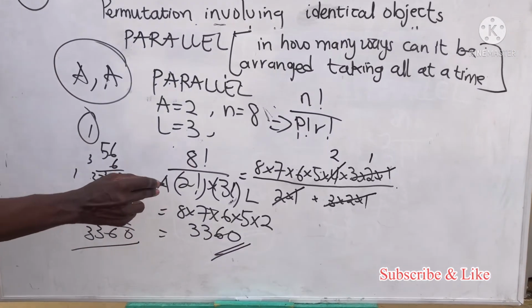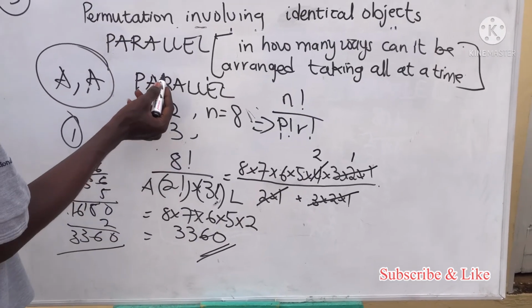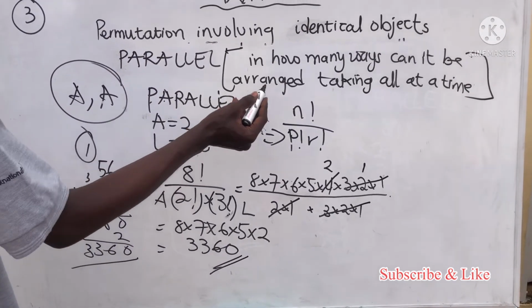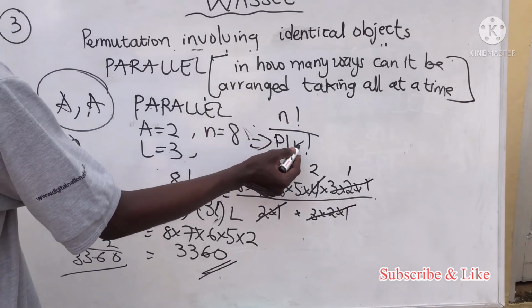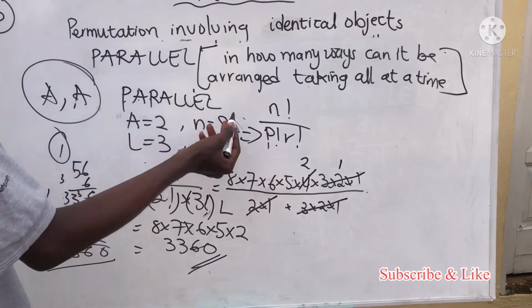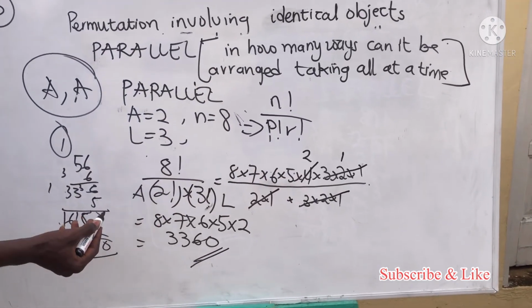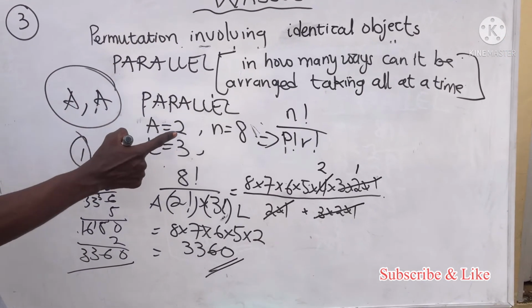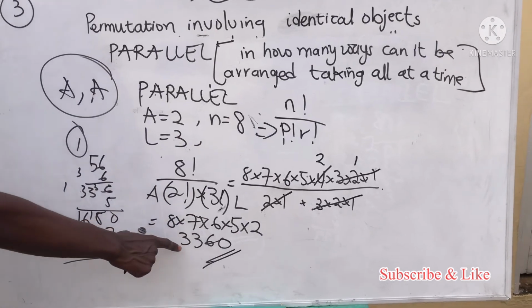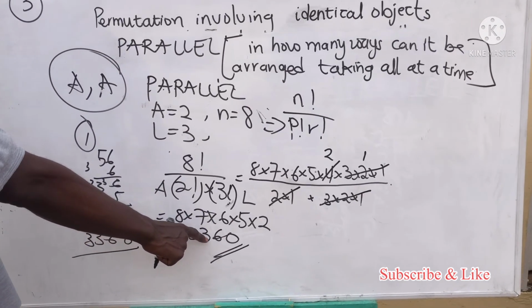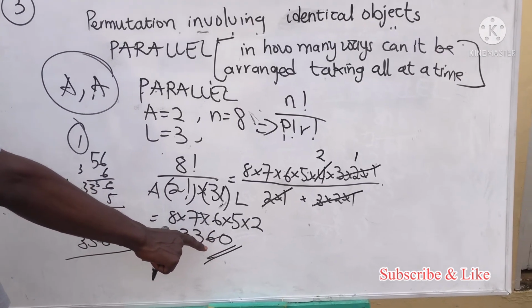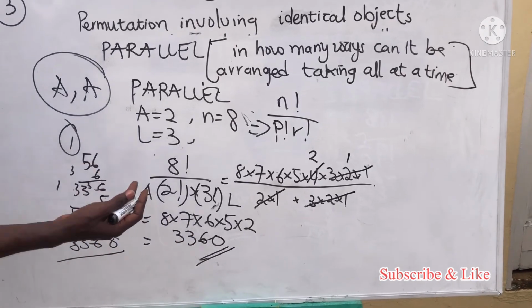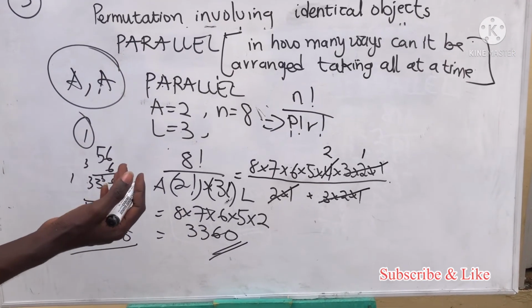So this is the number of ways we can arrange "parallel" with A and L repeating themselves. Now using the manual way to solve this is a very tedious way. That is because you cannot be writing 3,360 items on your answer booklet. No, that is not accepted. We are working with speed and accuracy.